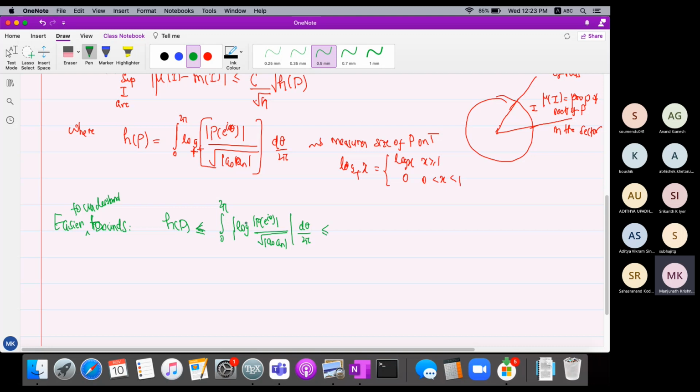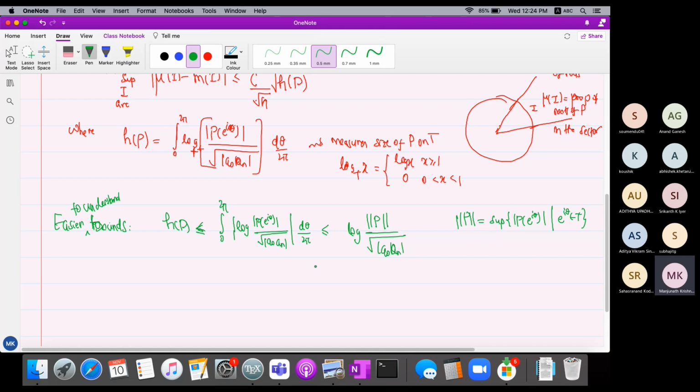A simple bound would be just to take the sup norm over this. This is an average over the circle. You can just bound it by log of the norm of p over square root of a0 times an, where the norm of p is the sup norm on T. So that is one way.